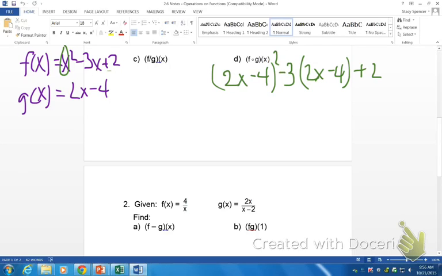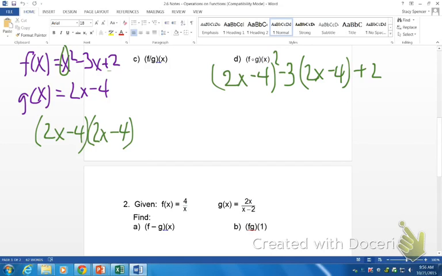All right, how are you going to multiply out the 2x minus 4? What method? You can do it that way, the pattern. If you know the pattern for a perfect square, absolutely. Another method would be to do what? FOIL. All right, so let's multiply that out.